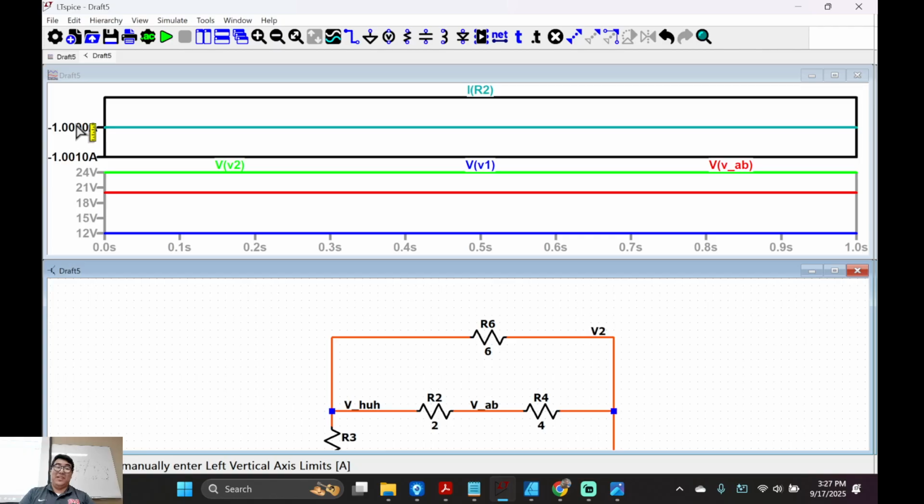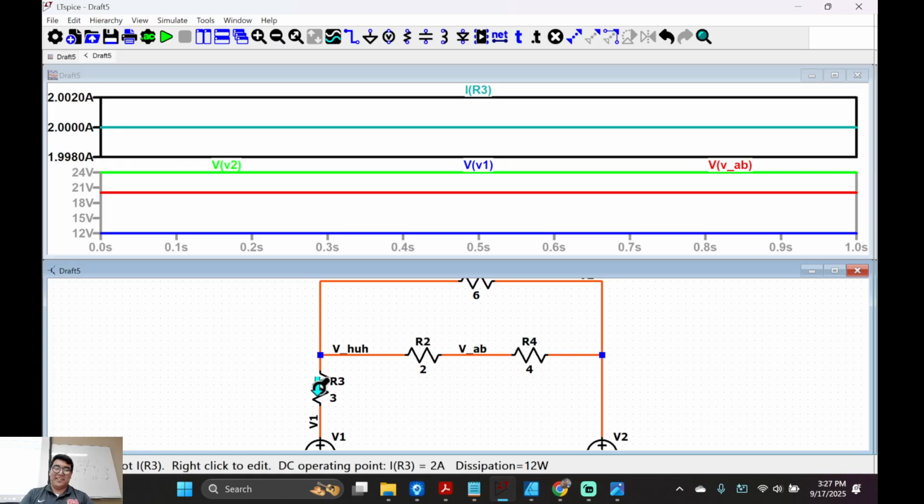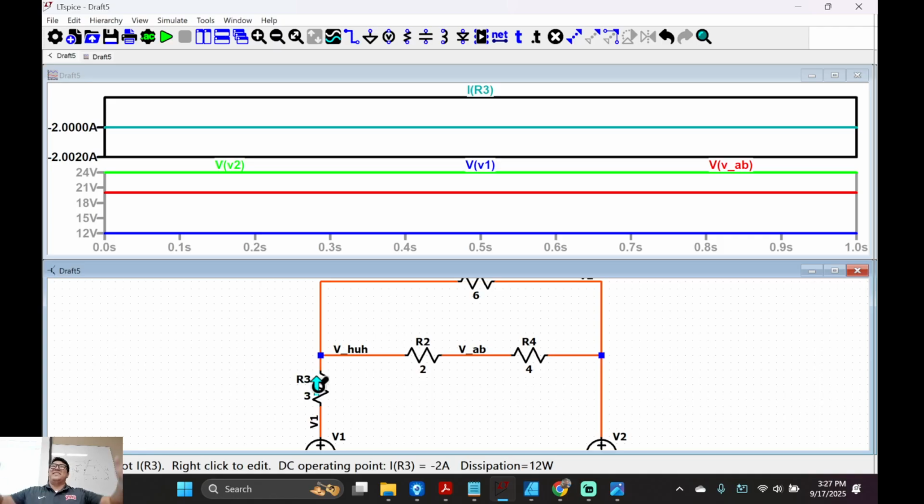1 amp, minus 1 amp, right? Boom, another minus 1 amp. And then you wanted to verify the current in this one, right? But it's positive too, right? You see this arrow? It tells you. So if I do M, boom, boom, boom, run. Now it's minus 2. Is that making everyone feel confident about what's going on?